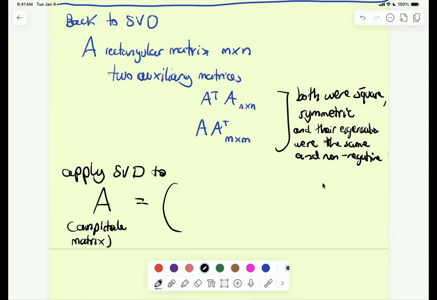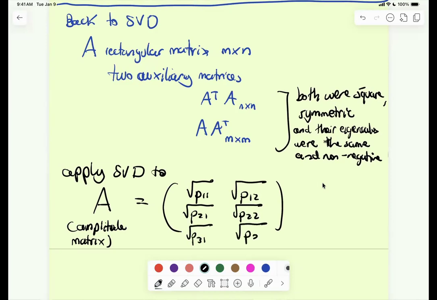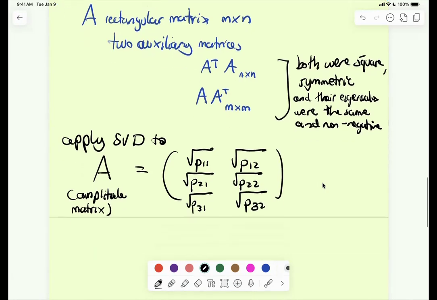Its entries are just going to be the square roots of the probabilities. So you just imagine taking the individual square root of each probability. So the entry of each of these matrices squares to the probability. The entries A_ij are just the square root of P_ij, basically.